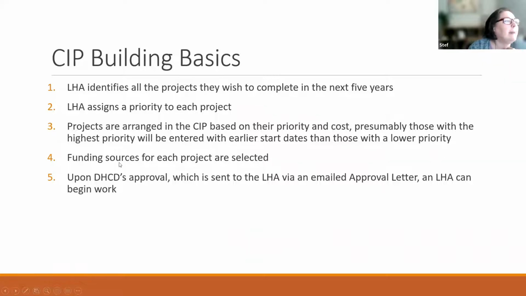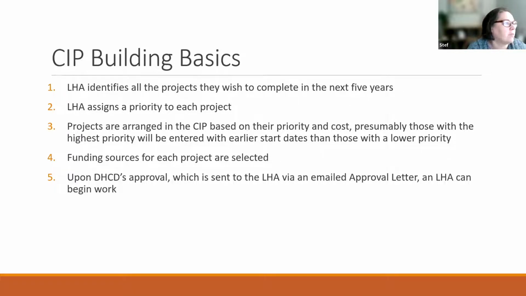All right, so the basics of building a CIP. The housing authority identifies all the projects they want to complete in the next 5 years. They do the assessment annually, and then when it comes time to put together the report, they list them all, make sure that they're all included in our CIP program, and then they prioritize them. They say, this is the one we really need to do this year. These are the ones that we want to do in the next 2 to 3 fiscal years.